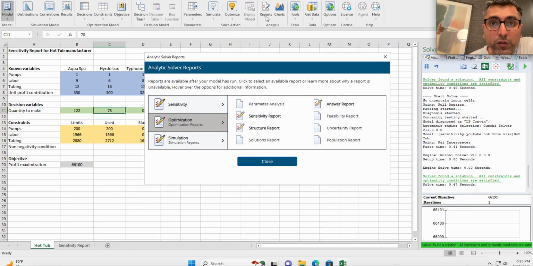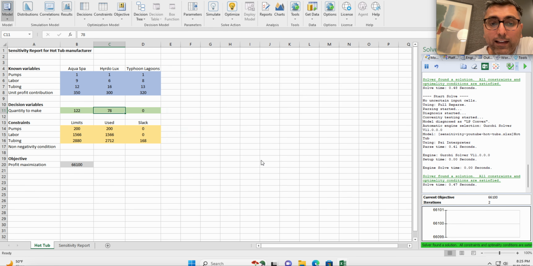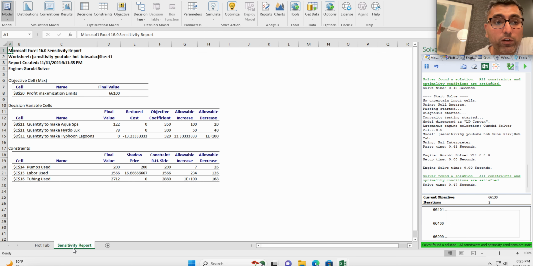But at the same time, you can also generate a sensitivity report. So you go to reports, optimization, sensitivity report. If I click that, I will get a sensitivity report that looks like this, a new tab that gets created, and it'll tell us a lot more information.